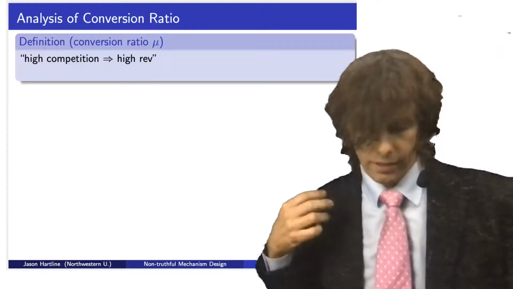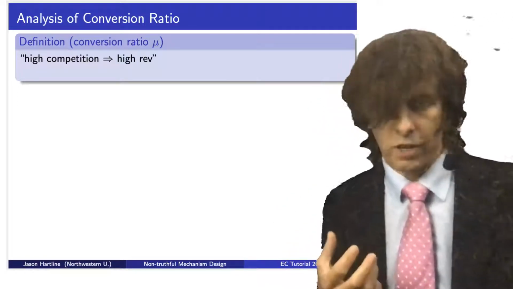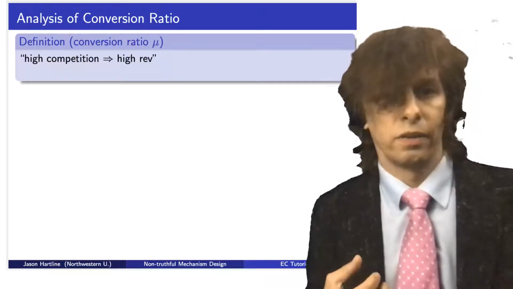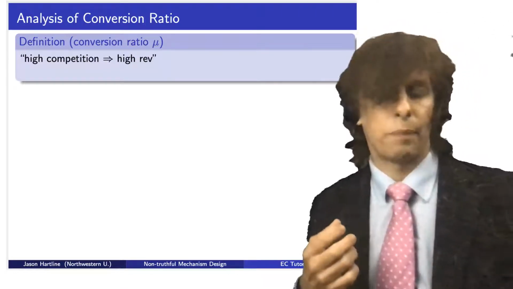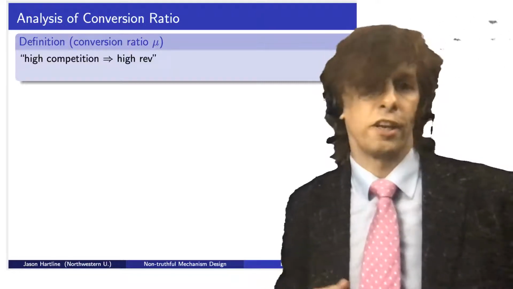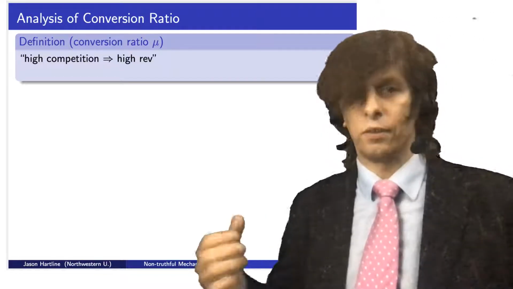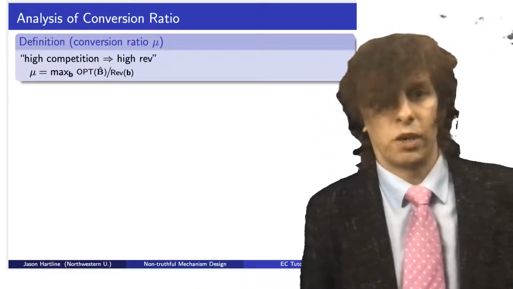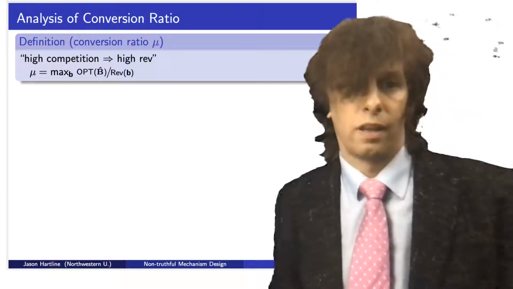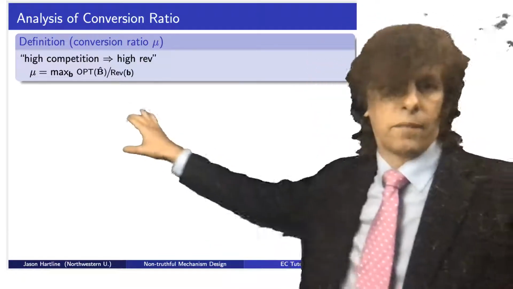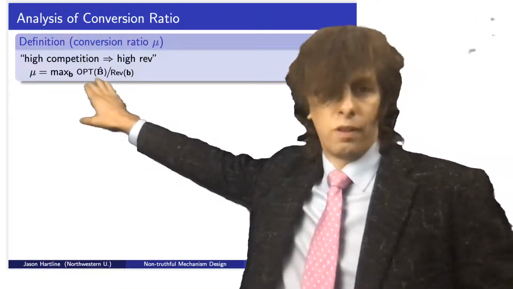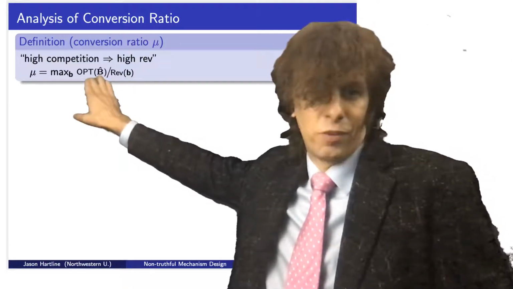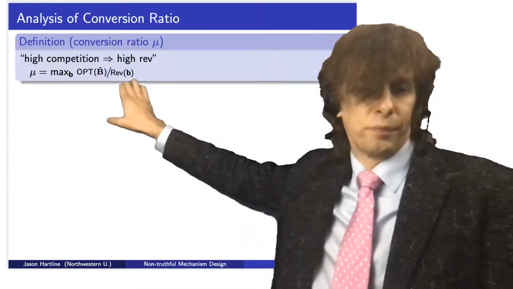Okay, I now want to show you that some auctions have a good conversion ratio. Remember the intuition: an auction with a good conversion ratio is one where high competition leads to high revenue. And again, we've defined this conversion ratio to be the maximum over bids of the optimal welfare we could get if the values were equal to these expected critical bids, over the revenue.